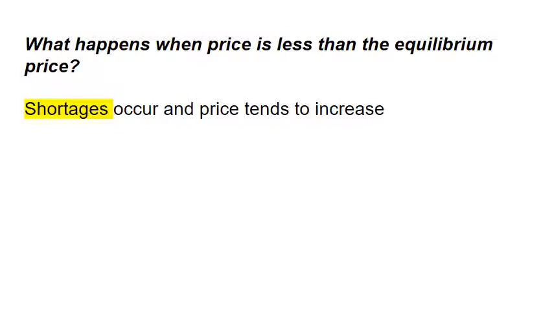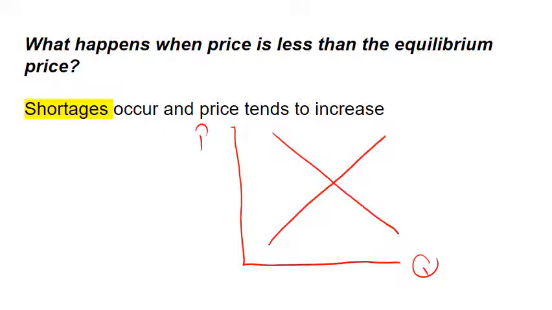What happens when price is less than the equilibrium price? Shortages occur and price tends to increase. Let's use our supply and demand graph to see what's happening. So we got a demand and supply, and we had an equilibrium price of $10. We had an equilibrium quantity of 500. Suppose for some reason that the price in the market is only $8. It's less than the equilibrium price.